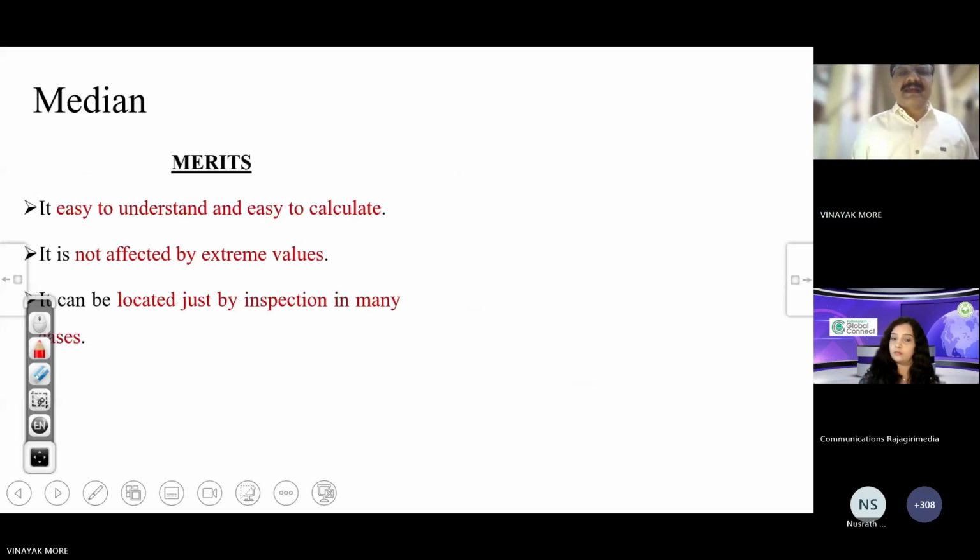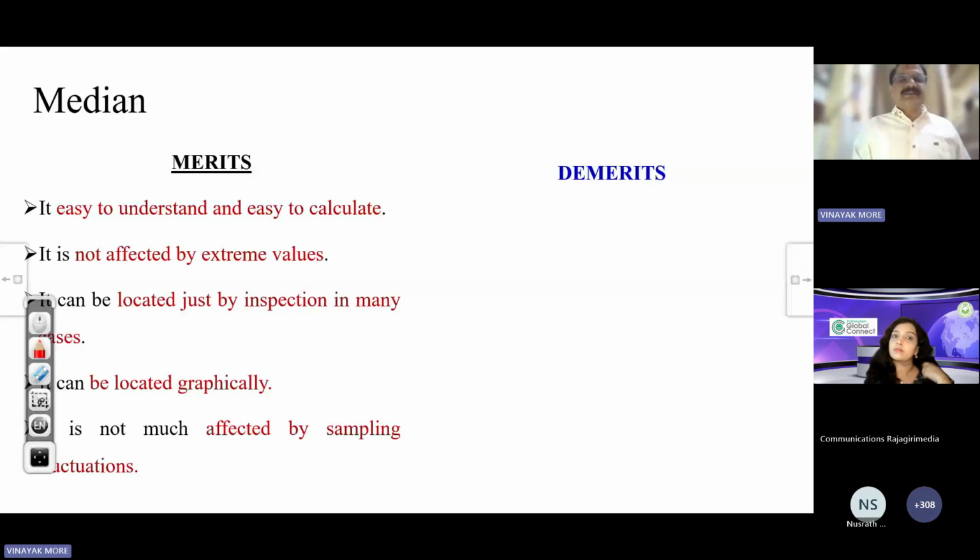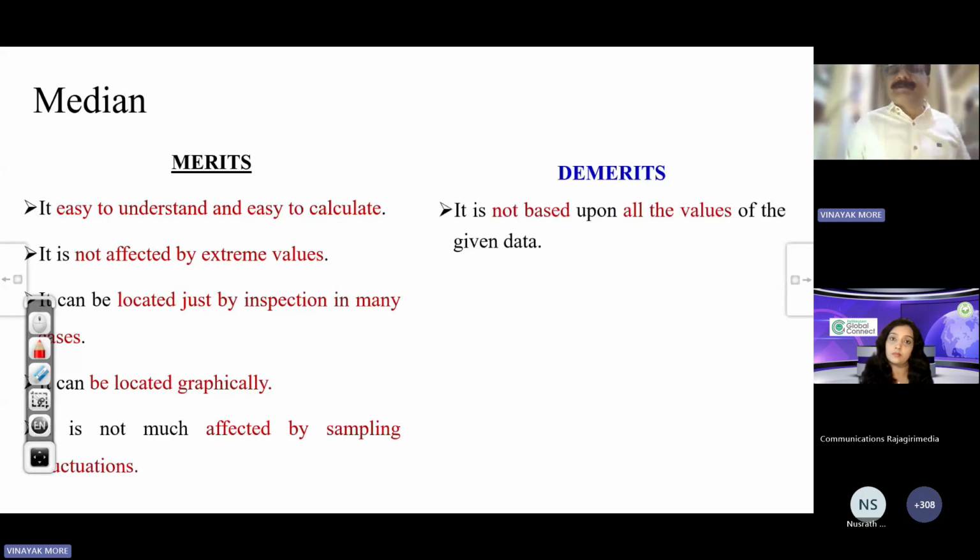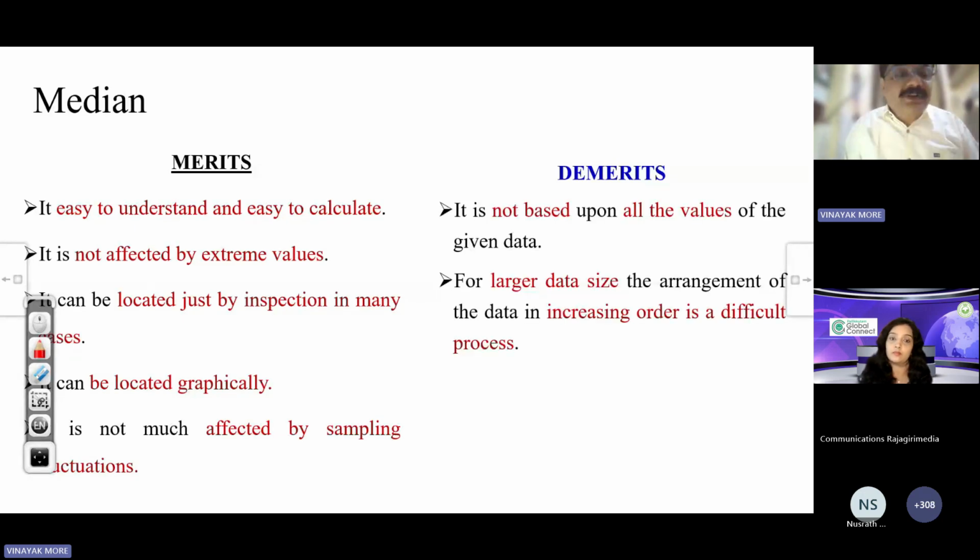So it is easy to understand. It has merits. It is very easy to understand, very easy to calculate. It is not affected by extreme values. We are simply finding the midpoint. It is not based on the values itself. It is just a middle point.